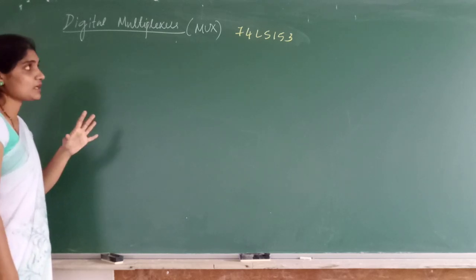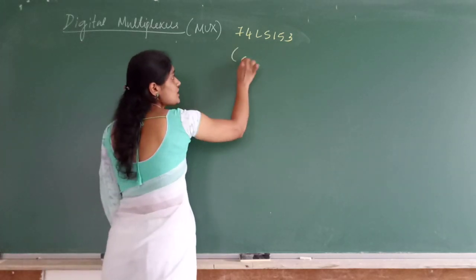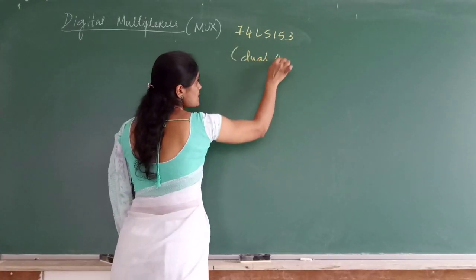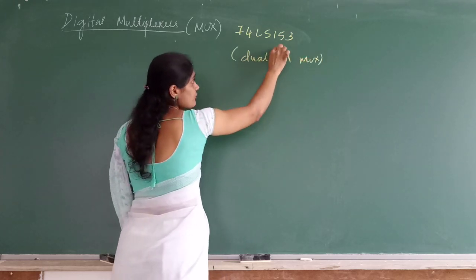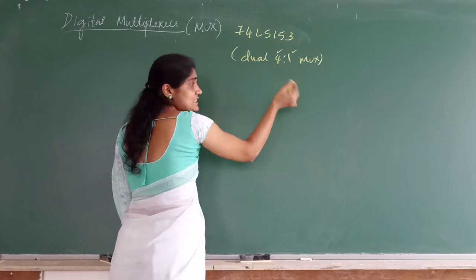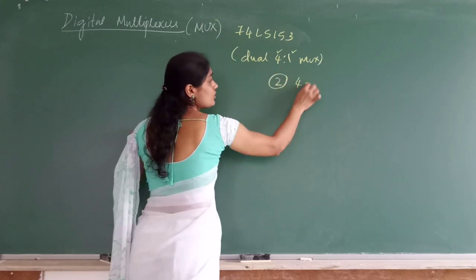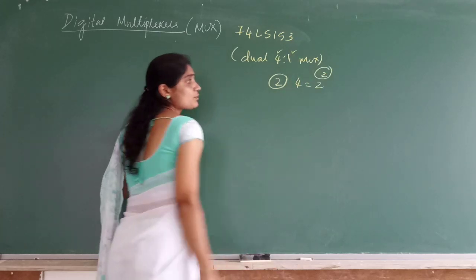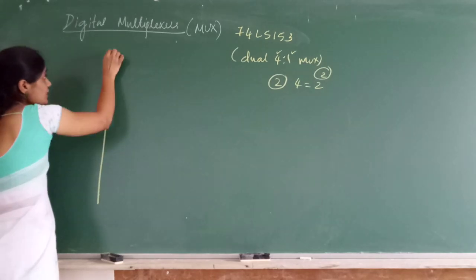You know what is a multiplexer? Multiplexer: n input lines, 1 output line. So 74LS153 is a dual 4:1 mux. Dual 4:1 mux means what? For each multiplexer, 4 inputs, 1 output. How many select inputs? 2 select inputs, because 4 is equal to 2 power 2. So 2 select inputs will be there. Now let's look at the IEEE logic symbol.